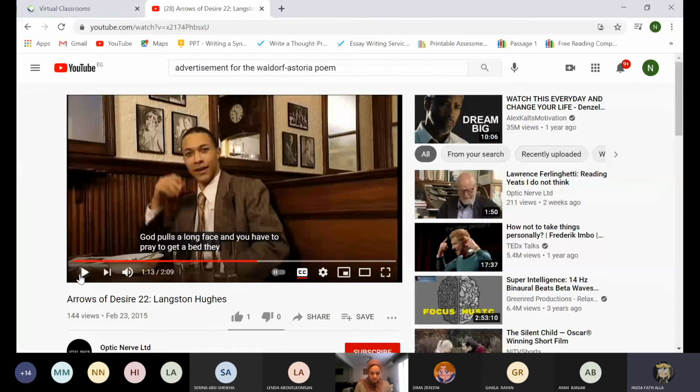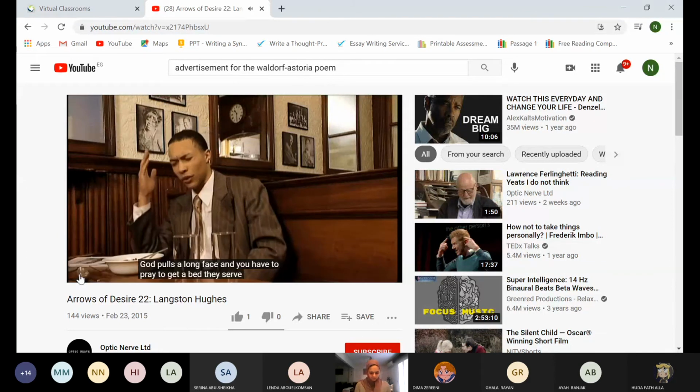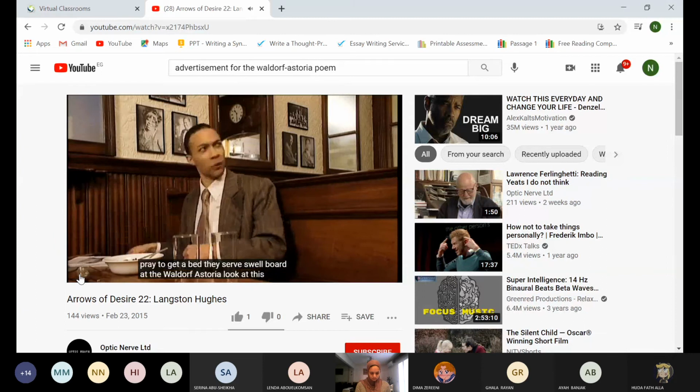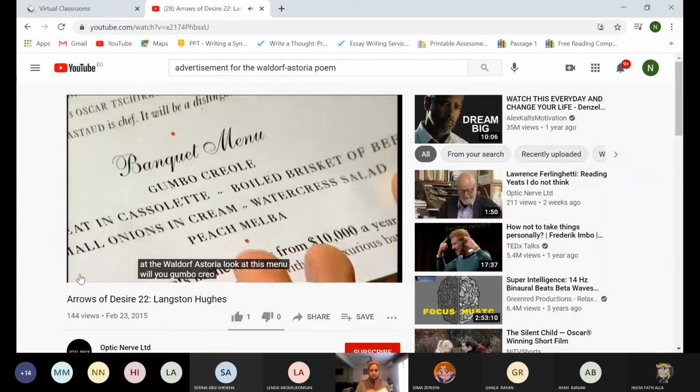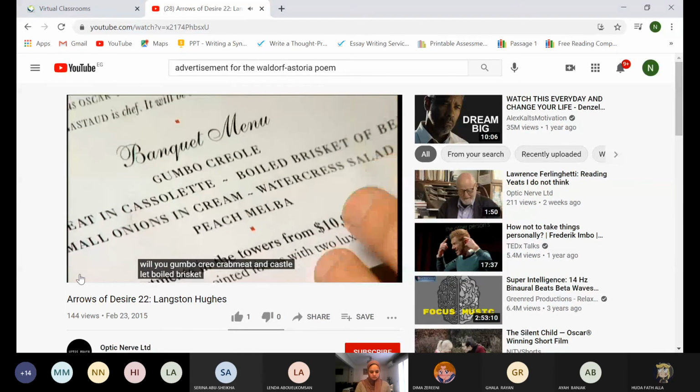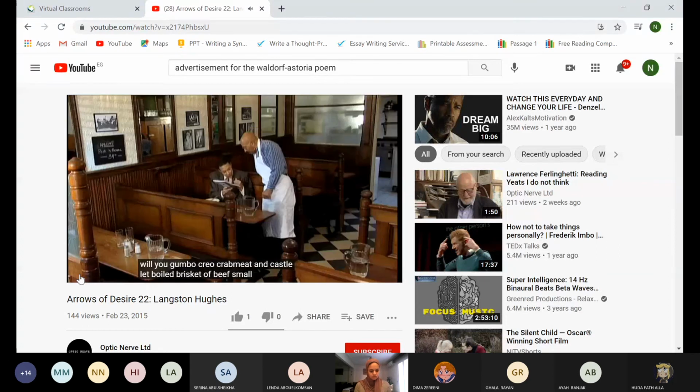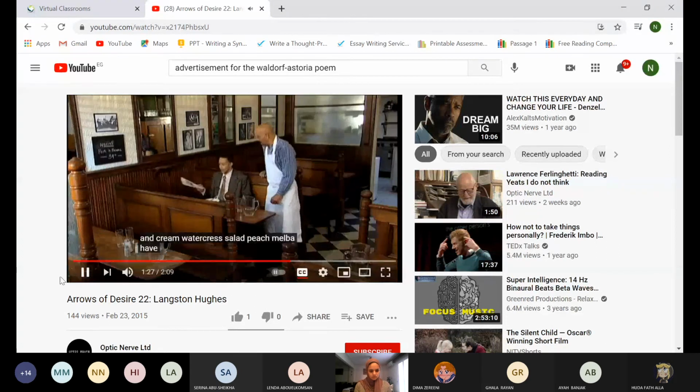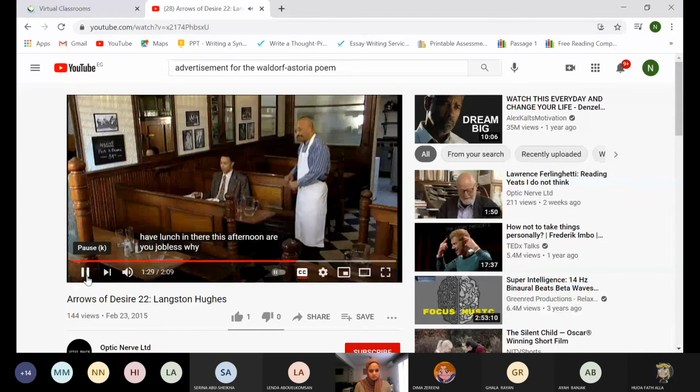They serve swell board at the Waldorf Astoria. Look at this menu, will you? Gumbo Creole, crab meat and cassolette, boiled brisket of beef, small onions and cream, watercress salad, peach melba. Have lunch in there this afternoon, all you jobless. Look at these luxurious meals. Go and have lunch there this afternoon. You are jobless. Go there.